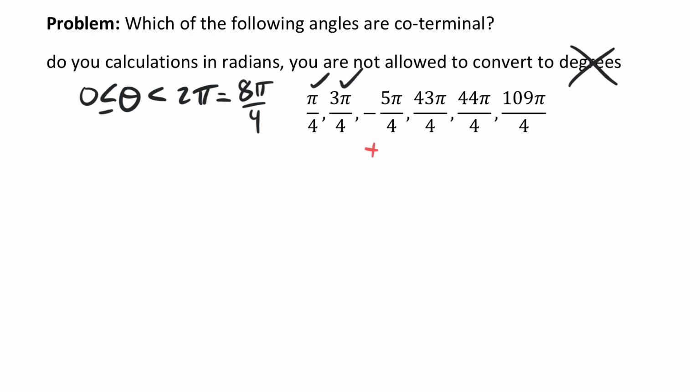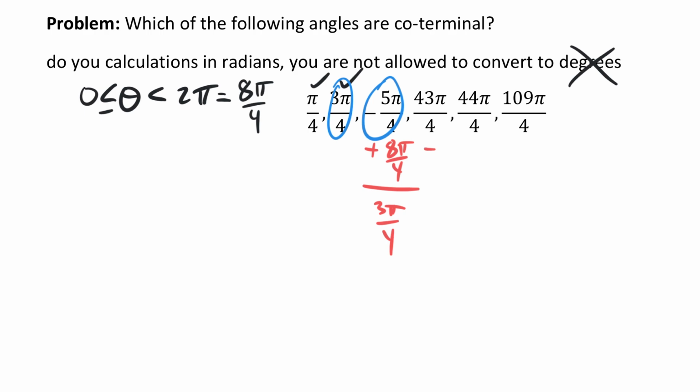We want to add 2 pi. But again, that's really nasty with the fractions. Let's just add 8 pi over 4, so we're ready to go. Now negative 5 plus 8 will be 3 pi over 4. And so check that out. These two are coterminal. Is there another one that's coterminal?